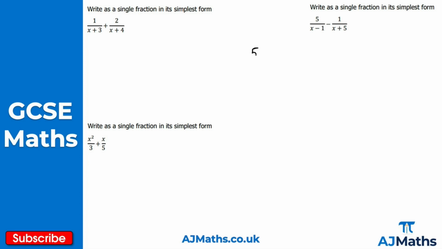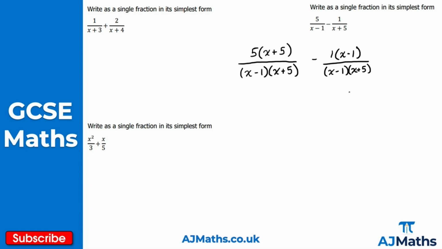So what I'm going to get here is 5 lots of the opposite denominator, so that's x plus 5. So 5 lots of x plus 5, and this will now be over x minus 1 times x plus 5. We now minus, so this is going to be a minus, 1 lot of the opposite denominator. And again, it will be over the same product here, so x minus 1 times x plus 5. Okay, like so. Let's just simplify here.